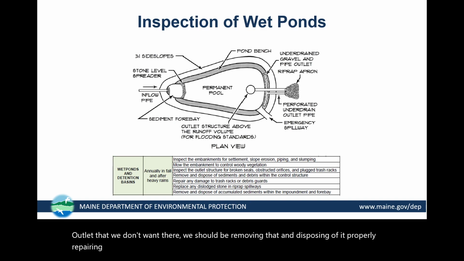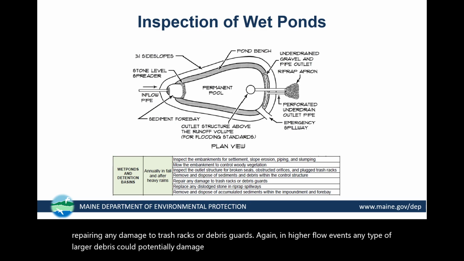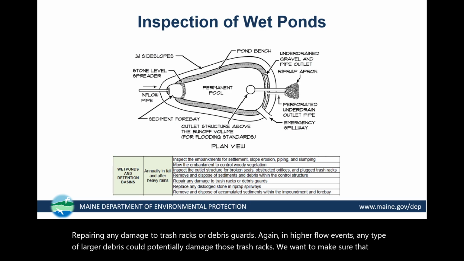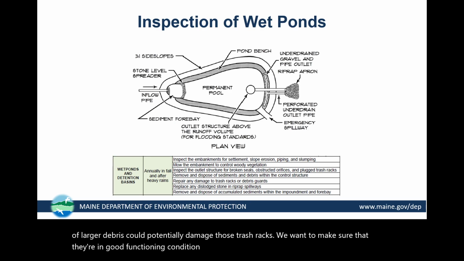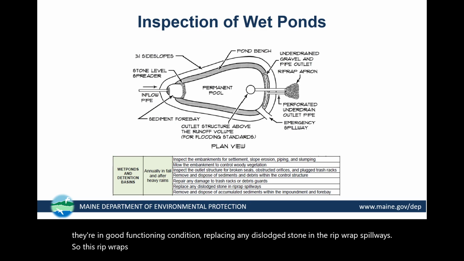Repairing any damage to trash racks or debris guards. Again, in higher flow events, any type of larger debris could potentially damage those trash racks. We want to make sure that they're in good functioning condition. Replacing any dislodged stone in the riprap spillways. So this riprap spillway could include the emergency spillway, or it could even be in the outfall area of the wet pond. We want to make sure that everything is in good working order.